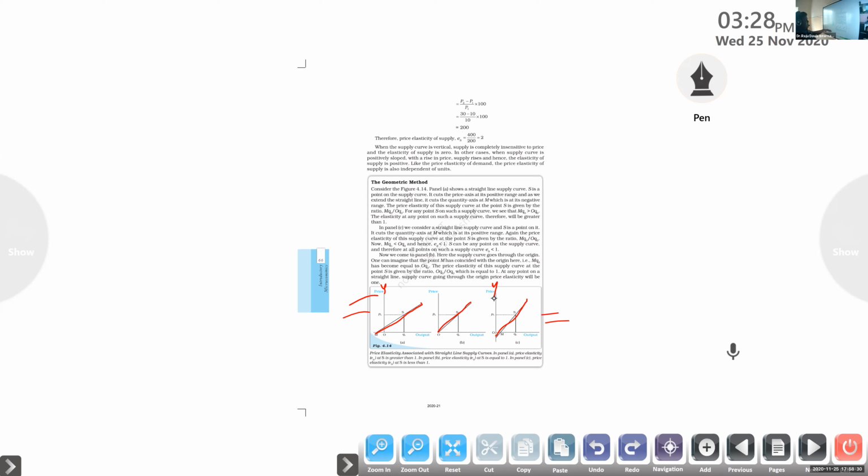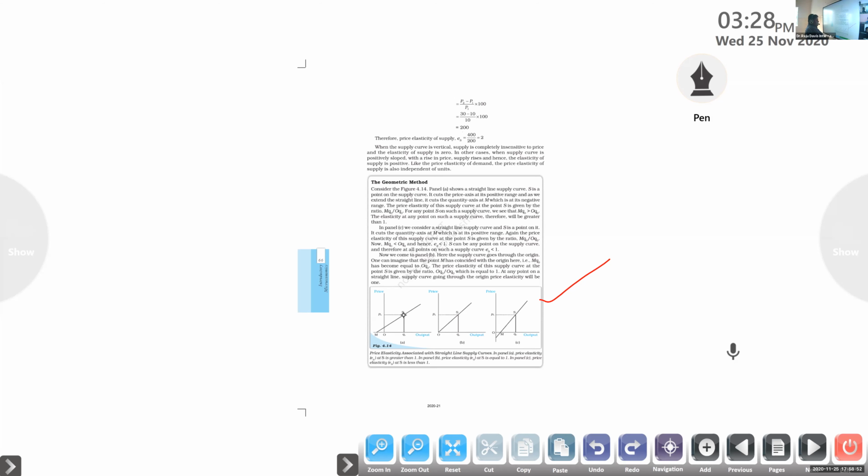So keep this idea in your mind. So I'm reading that. Consider figure 4.14. Panel A shows a straight line supply curve. S is a point on the supply curve. So this is the point S.